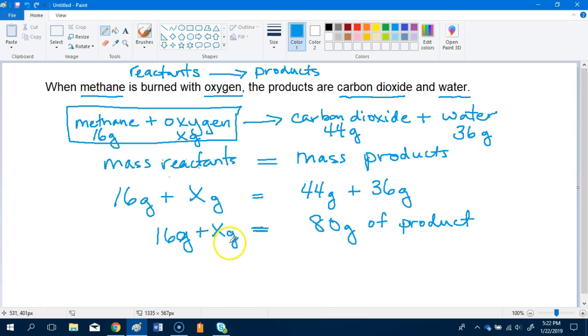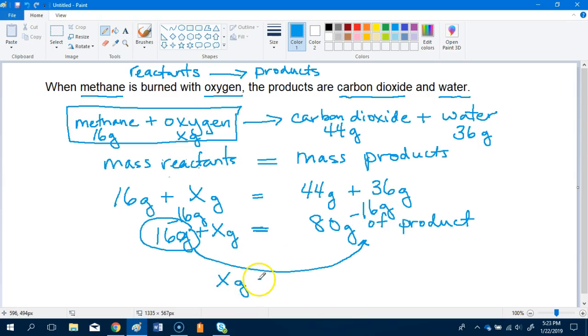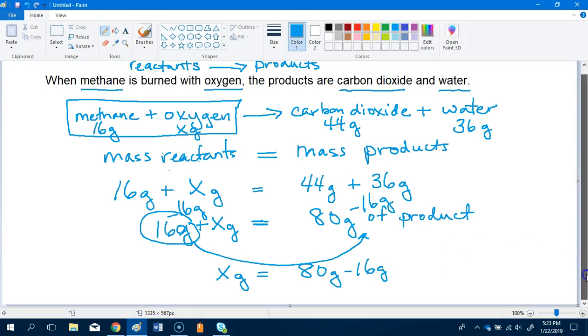Now we can rearrange this formula to solve for X. What we want to do is bring this 16 grams over to this side, and that will leave us with the amount of oxygen equal to a specific amount. Using algebra, we take the 16 grams away from this side, which means we also have to do the same on this side, and that gives us the unknown amount of grams equal to 80 grams minus 16 grams, and all together when you take 80 subtract 16, you get 64 grams of oxygen.